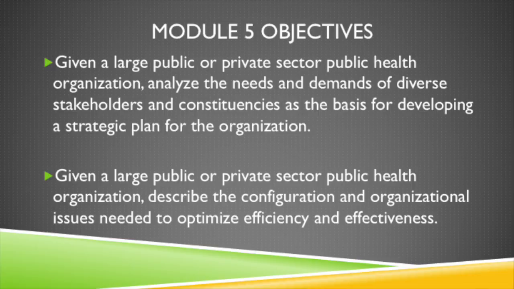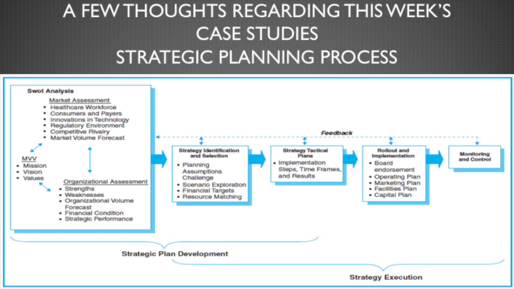The strategic planning process is made up of many different stages to help develop and execute the strategic plan. First, you conduct a SWOT analysis, which is to identify your strengths, weaknesses, opportunities, and threats. And sometimes threats is interchangeable with challenges, so that's why it's called SWOT or SWOC analysis.